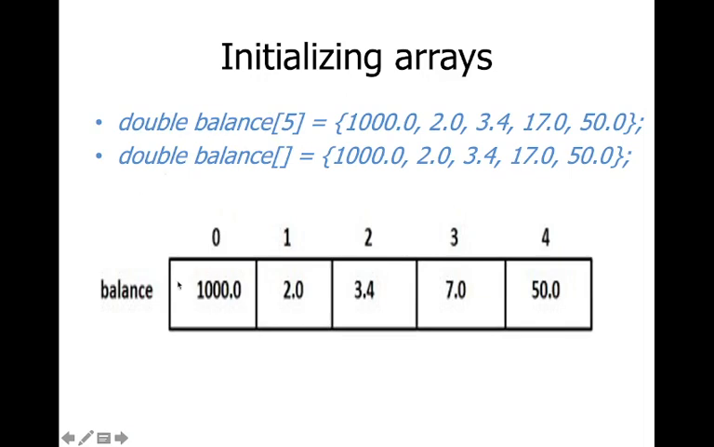So this is what happens. Balance of 0 is 1000, balance of 1 is 2, balance of 2 is 3.4, balance of 3 is 17, and balance of 4 is 50.0. Then how to access these array elements?